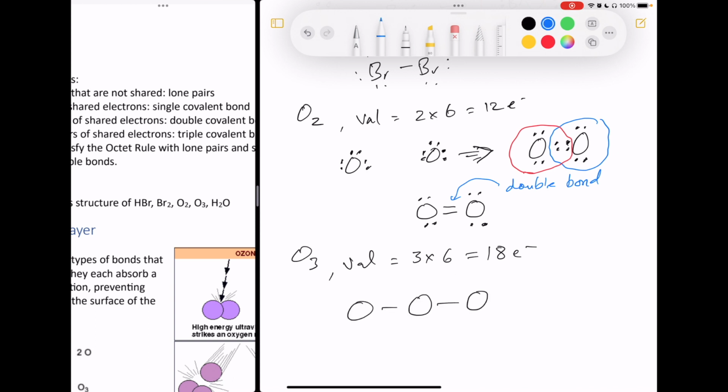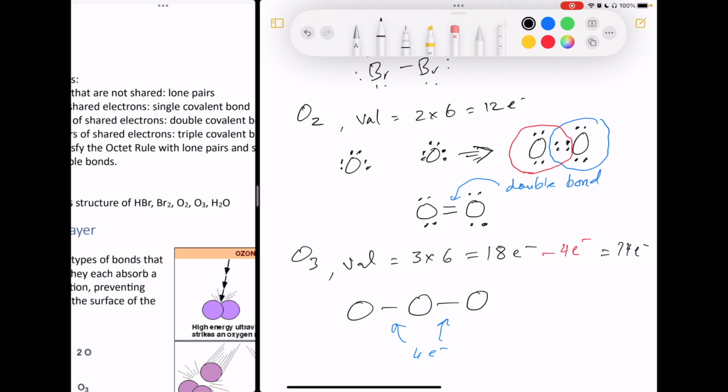If I connect them this way, that tells me that I've used up 4 electrons, because each of those single bonds is a pair of electrons. So I'm going to subtract out 4 electrons since I used them up already, and I'm left with 14 electrons that I can use in such a way that everybody satisfies octet. So how am I going to do that?